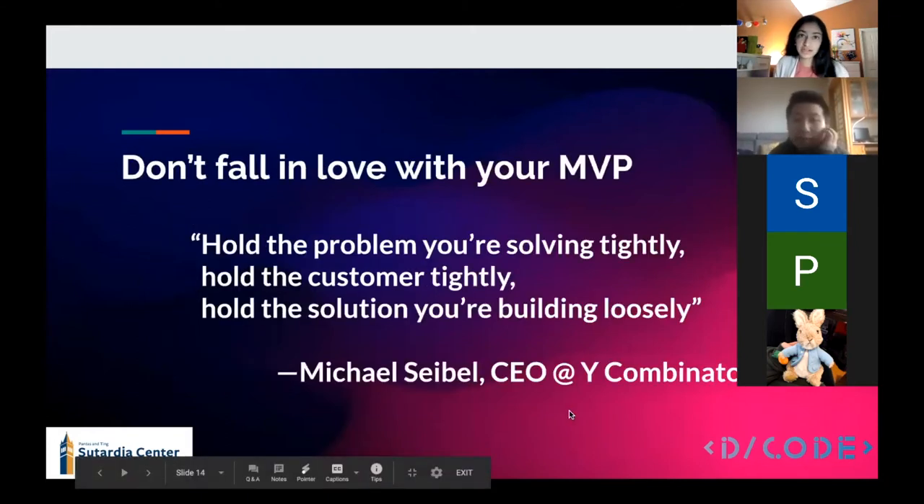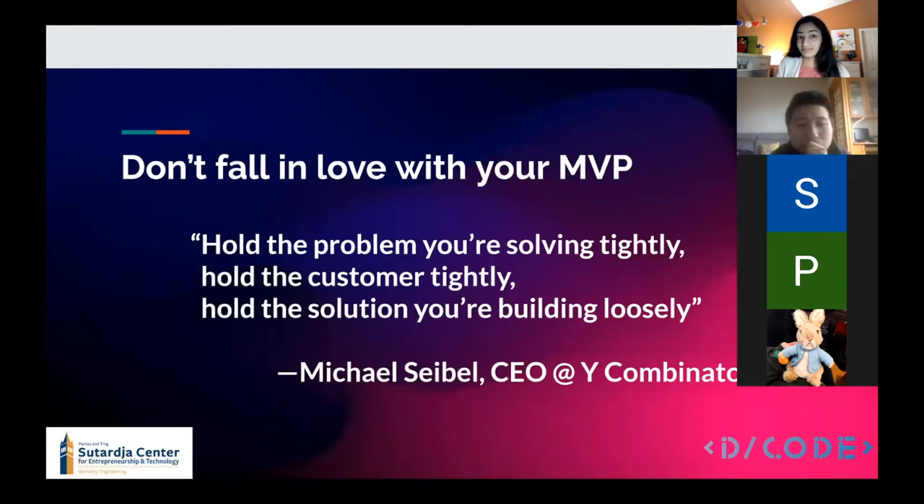And we have a quote here from the CEO at Y Combinator, and you know, he's totally right. You should not fall in love with your MVP. You should hold on to the problem you're solving tightly, as well as hold the customer tightly. But really, you should hold the solution you're building loosely.